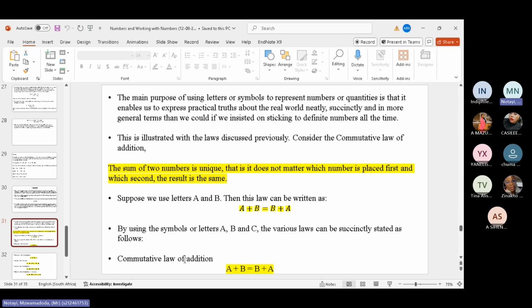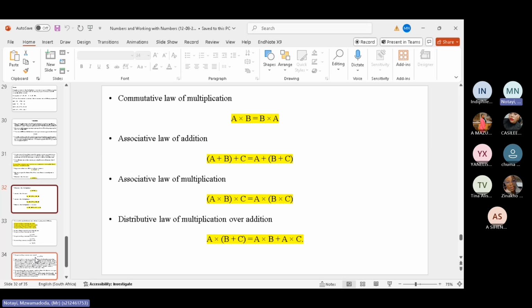So the commutative law of addition will be A plus B is equal to B plus A. So A plus B is the same as B plus A. The commutative law of multiplication is the same, that the order is not important. So if you have A multiplied by B, you get the same result as B multiplied by A.